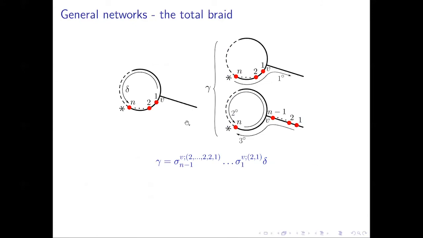So for a general network, we can have loops. If it's not a tree graph, we can have some loops. So we pick our favorite loop that's somehow on the boundary of the network. For our starting point, we take some edge that lies on this loop, and it also has to be on the boundary of this network. And that's where we distribute our onions.